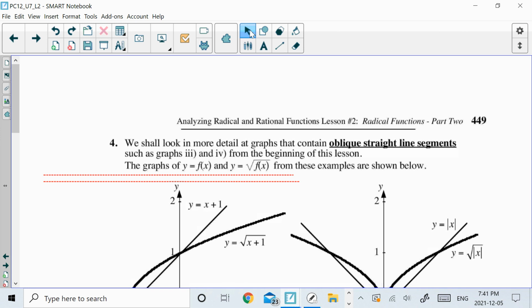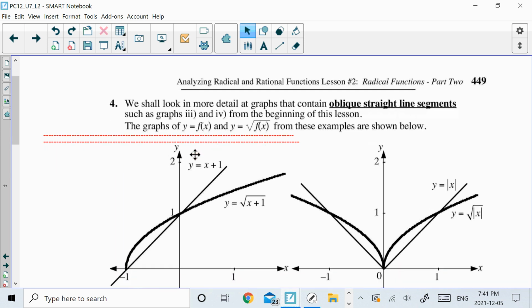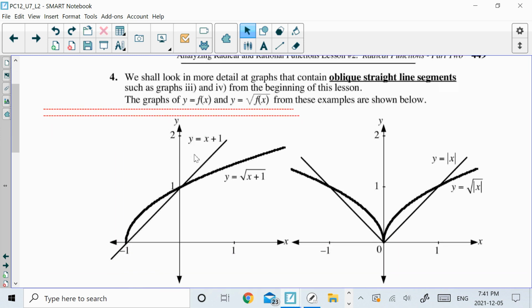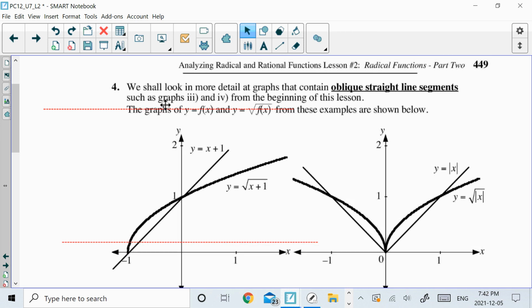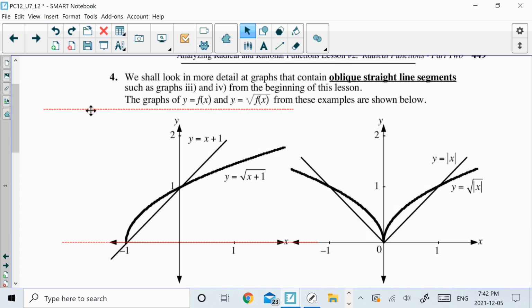What I often like to do with radical graphs is create something called a red zone. I didn't do this on the first two examples, but I will do it from here on forward. What the red zone is: if you have a pen and a ruler, I like using a red pen, you want to draw a horizontal line going through y is equal to 0. And you always want to draw the line going through y is equal to 0 and y is equal to 1.